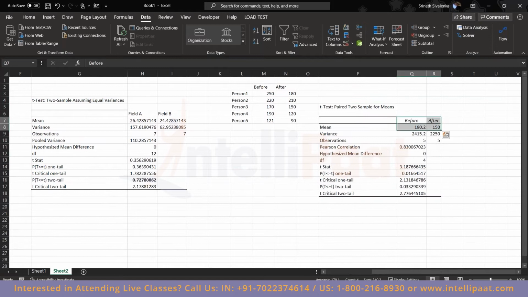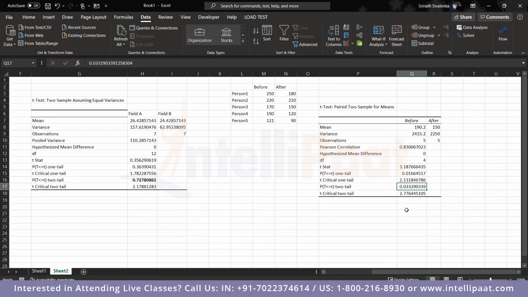This is before and after. The mean before is 190, the mean after is 150. The variance is almost similar. In this particular case, the observations are 5 and 5. The correlation is 0.83, some kind of correlation that has been computed. It's again a two-tailed test. So your p-value is 0.033 with an alpha of 0.05.